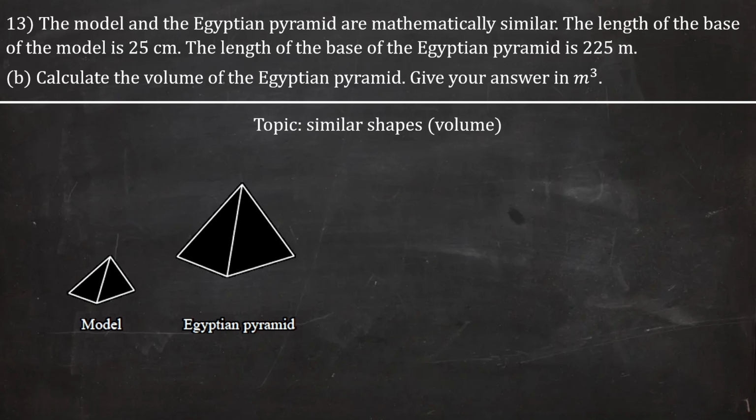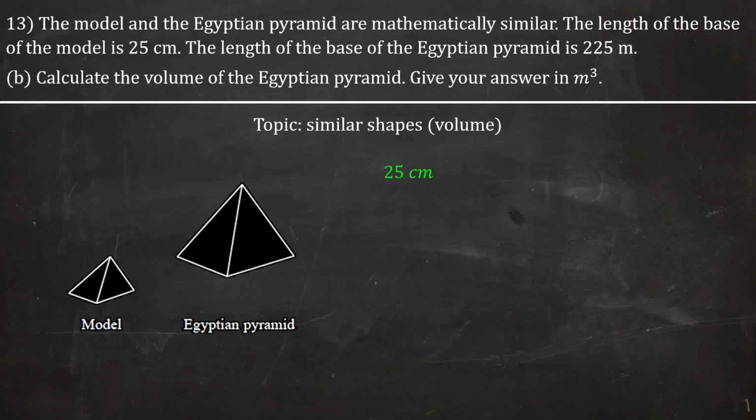Then, part B, calculate the volume of the pyramid, give your answer in meters cubed. So this is a similar shapes question, but with a lot of unit conversions here, because everything on the small model is in centimeters, everything on the actual pyramid is in meters. So first thing we need to do here is we need to change the measurements to the same unit. I chose to go from centimeters to meters. If you did the other way around, that's fine, but because the final answer is in meters cubed, I just found that this was easier, but both of them will require some work.